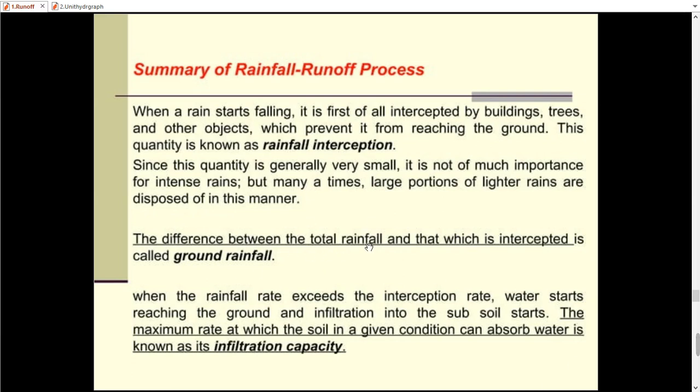The difference between the total rainfall and that which is intercepted is called ground rainfall. When the rainfall rates exceed the interception rate, so it's an important term, rainfall interception. So what's the interception?